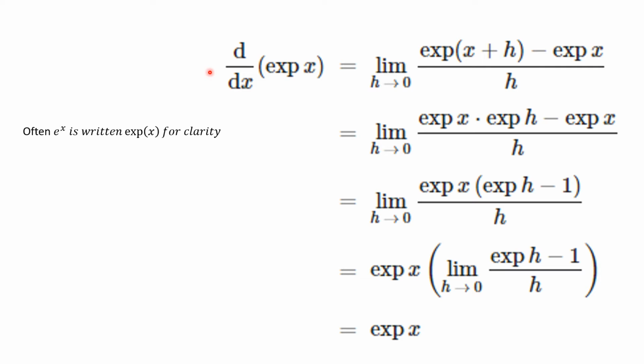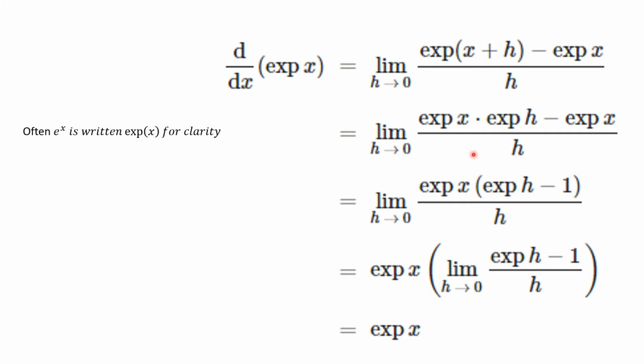So let's begin with the definition of the derivative. The derivative with respect to x of the exponential of x, e to the x, is going to be the limit as h goes to 0 of exp of x plus h minus exp of x, all over h. Going from here to here, we use a property of exponents. e to the x times e to the h is e to the x plus h. That's a property of exponents. We're using it backwards though, so we're going from here to this.